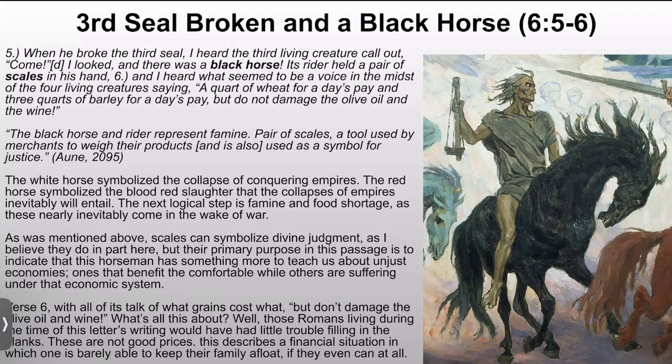What's this all about? Well, those Romans living during the time of this letter's writing would have had little trouble filling in the blanks. Here we have another example of the gap of 2,000 years basically keeping us from being able to, at first blush or without doing some digging, figure out what this may mean. But basically, those reading this at the time or hearing this read would have known these are not good prices. And perhaps you could have discerned that from context clues. So this describes a financial situation in which one is barely able to keep a family afloat, if they even can at all.